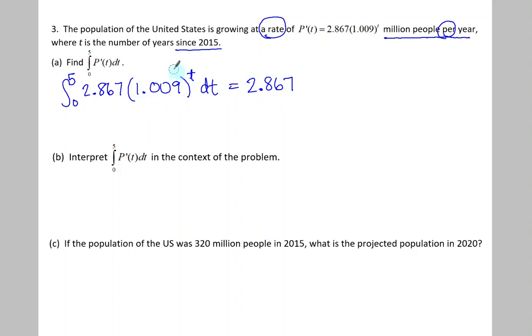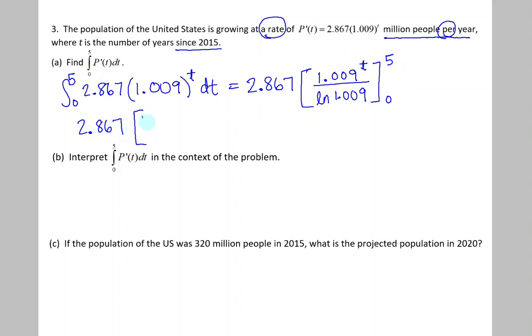This exponential function has an antiderivative of 1.009 to the t divided by the natural log of the base, 1.009. We put our brackets to show that we're still evaluating from 0 to 5. 2.867, and then I plug in the upper limit first, 1.009 to the 5 over natural log of 1.009 minus 1.009 to the 0 over natural log of 1.009, and we can simplify this, and the value is 14.661.